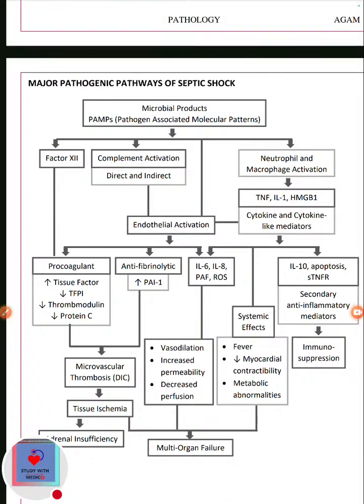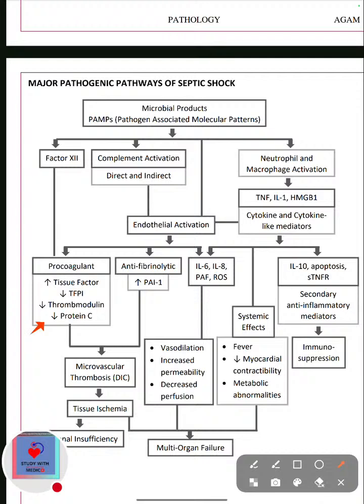Okay, there is protein C. Here antifibrinolytic and PAI-1 will activate. Because of this platelet activating factor, what will happen? And here thrombomodulin decreases, protein C decreases, TFPI decreases, tissue factor decreases. What will happen here? There is a microvascular thrombosis leading to the formation of DIC, because of the tissue ischemia.